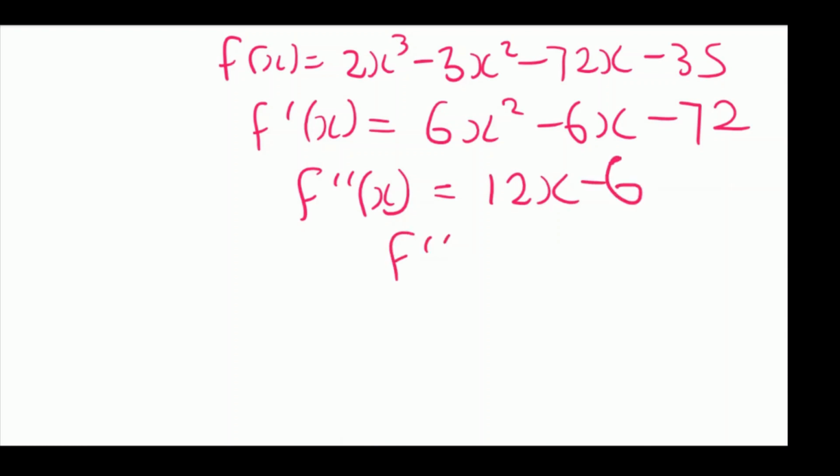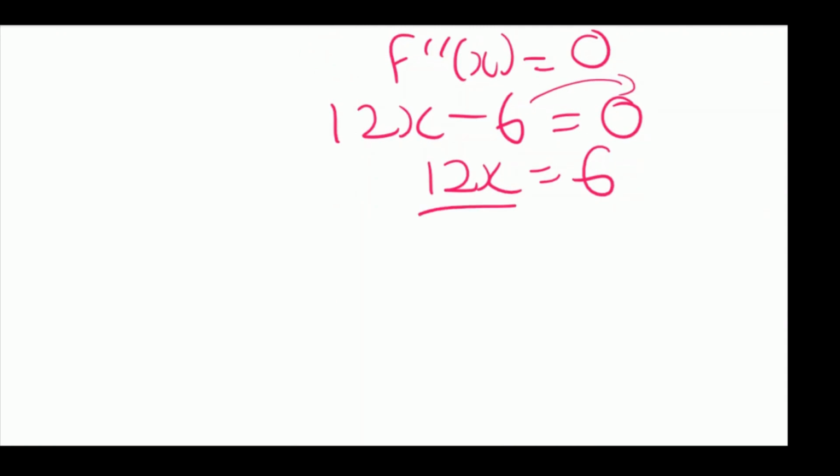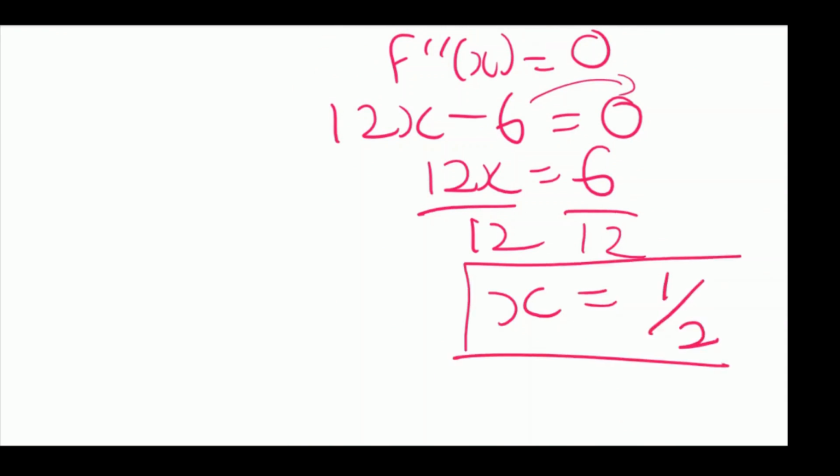And we have to equate the second derivative to 0, so it's going to be 12x minus 6 equals 0. Transpose the 6 to the other side, you have 12x equals 6, and then we find the value of x. We divide by 12, x is equal to 1 over 2, right? So we have found the value of x of the point of inflection.